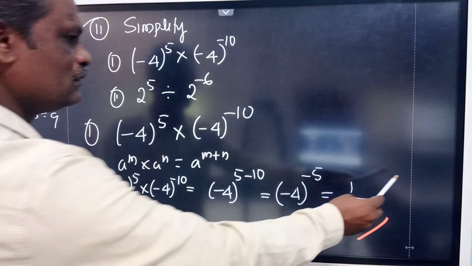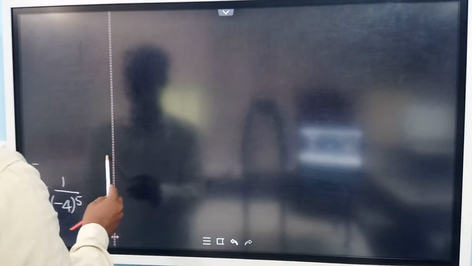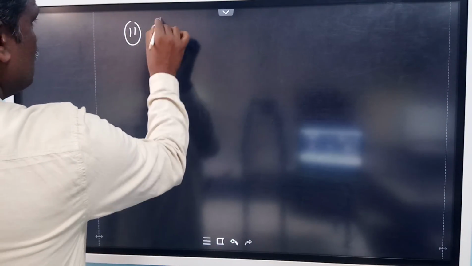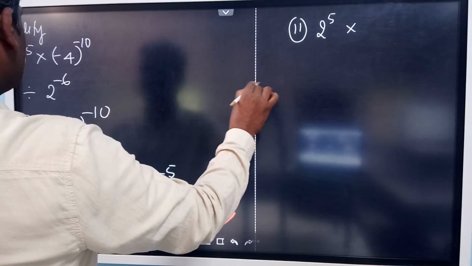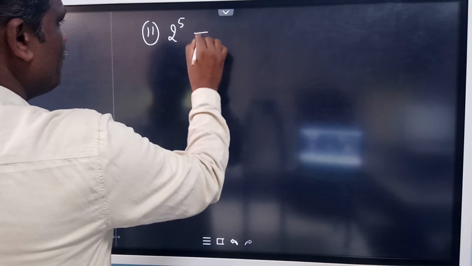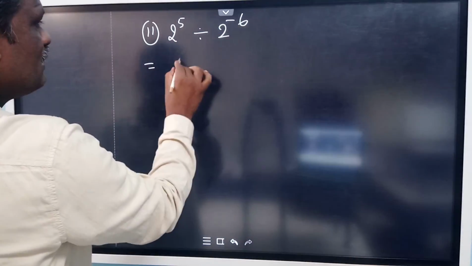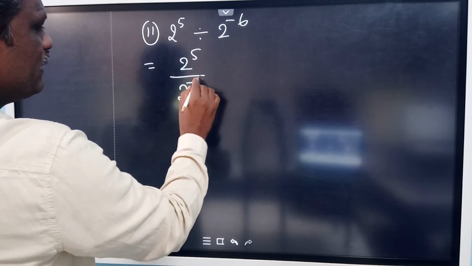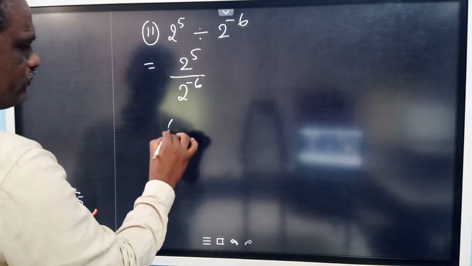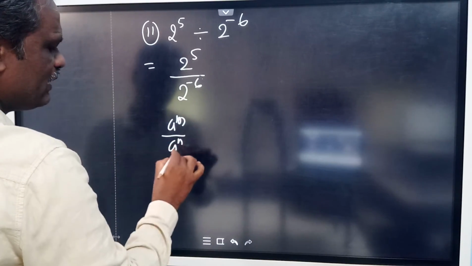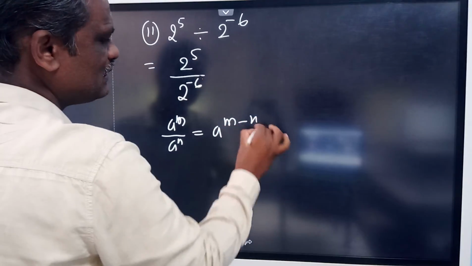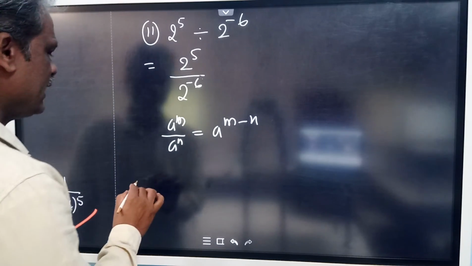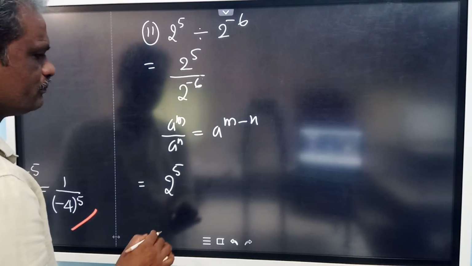The second question now: 2 to the power 5 divided by 2 to the power minus 6. You have the law of exponents, the bases are same. Once the bases are same, use this law: a to the power m by a to the power n is equal to a to the power m minus n. Isn't it?